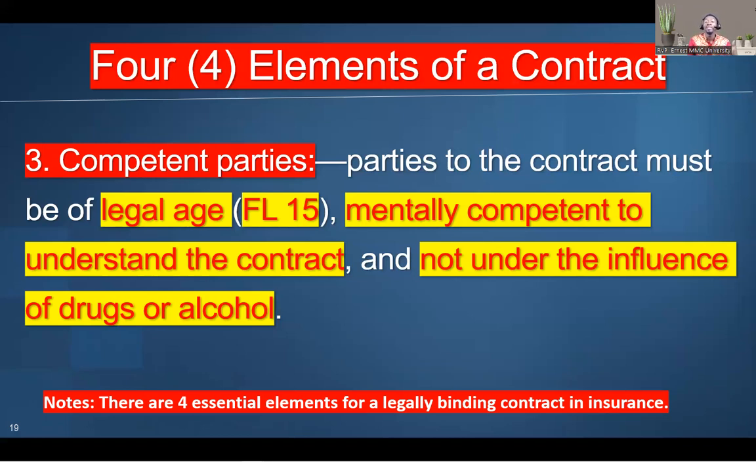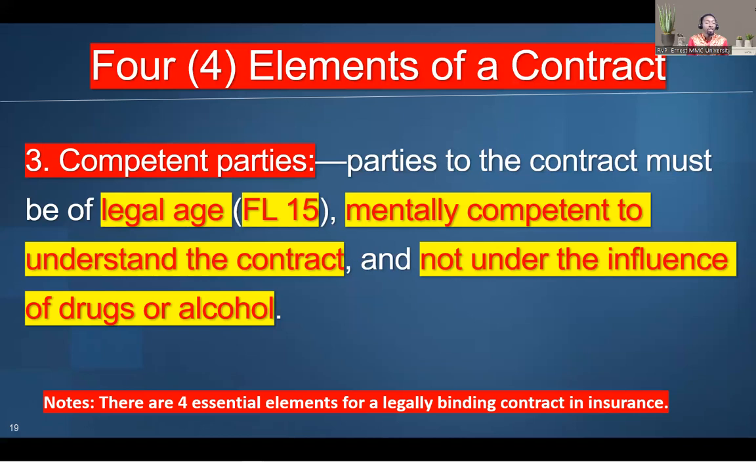And somebody can also be disabled, they're competent. So disability has nothing to do with the competent party. Because somebody can be disabled, but they're competent. Imagine if the person loses one hand, or maybe one leg, or maybe one eye, they can still function, okay? But that doesn't mean they're not competent. They will understand the contract.